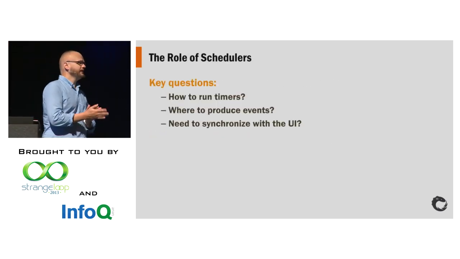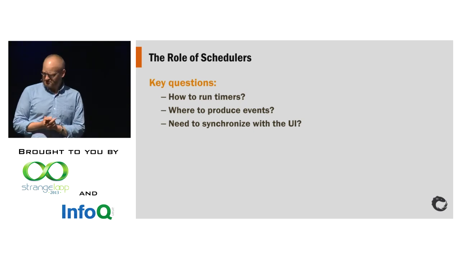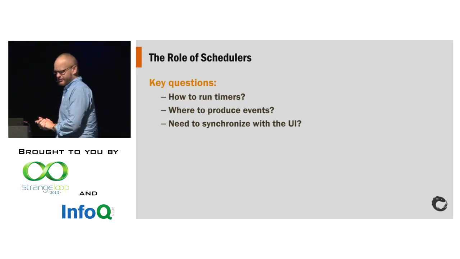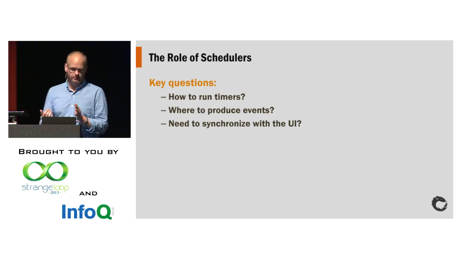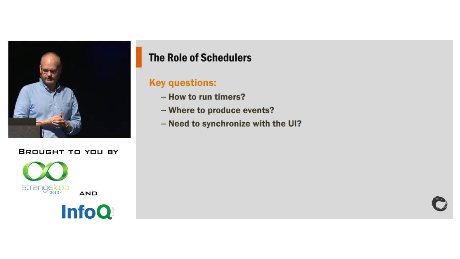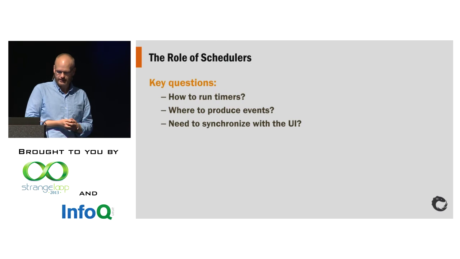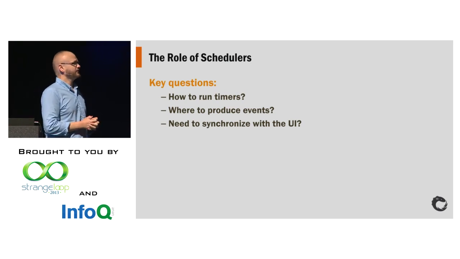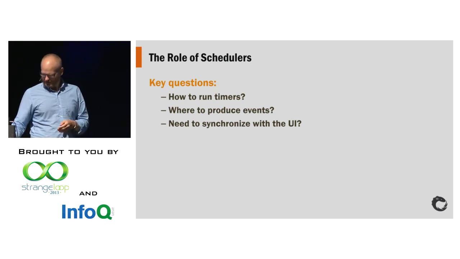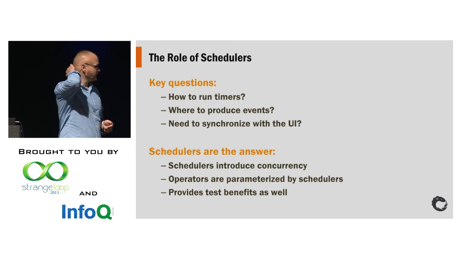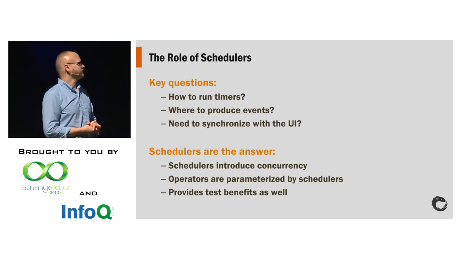Now, when you're writing asynchronous programming, largely you have to think about some questions. How do I run the timers? Where do I run them? Where do I produce the events? How do I produce the events? And do I need to synchronize on the UI? Well, luckily, the Rx schedulers provide a single answer.